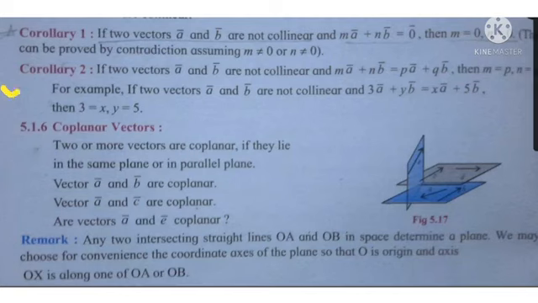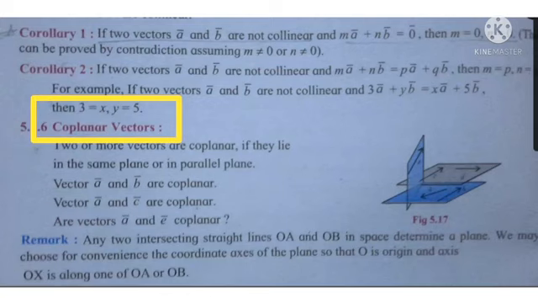See the second corollary. If two vectors a bar and b bar are not collinear, and m a bar plus n b bar is equal to p a bar plus q b bar, then you write m is equal to p and n is equal to q. Okay, you remember both these statements. Now we will see the next point, the coplanar vectors.